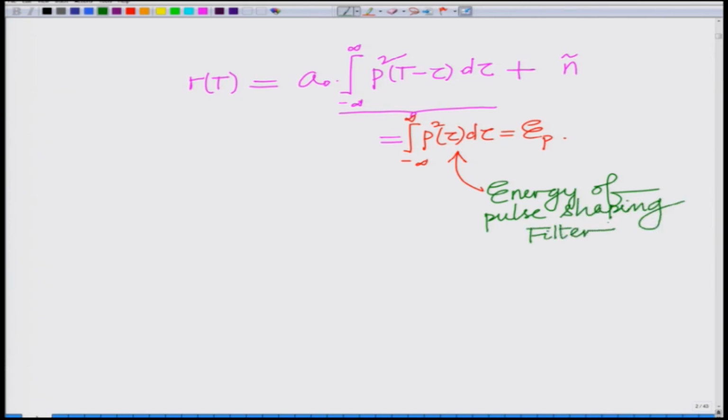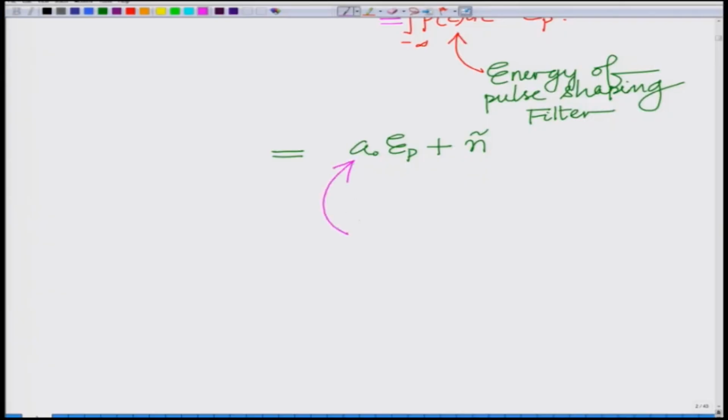This is the energy of the pulse shaping filter. So, I can say the output is very simply A naught E p plus n tilde, where A naught, remember, is a transmitted symbol, E p is the energy of the pulse shaping filter, that is integral minus infinity to infinity p square tau d tau, plus n tilde, where n tilde is a Gaussian noise. Now, let us look at these aspects further.